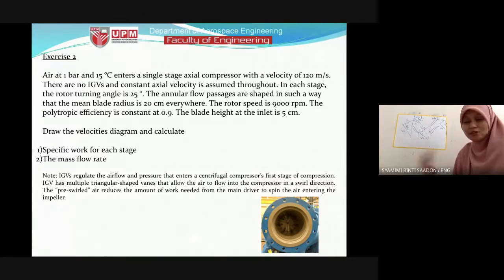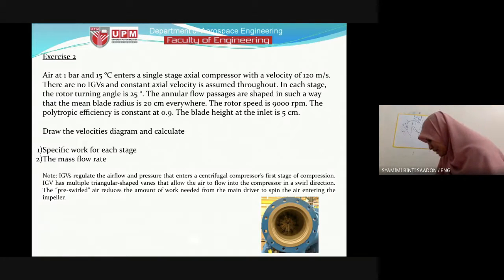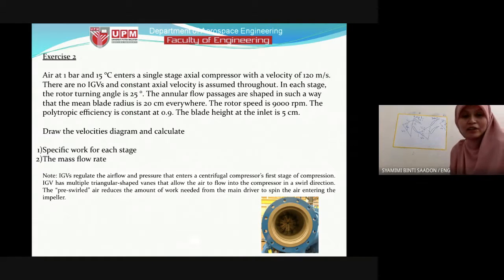But here there is no IGV. And constant axial velocity is assumed throughout. So here it assumes CA is constant, which means that CA1 equals CA2 equals CA3. C1, C2 is CA3, because we don't have the tangent component.